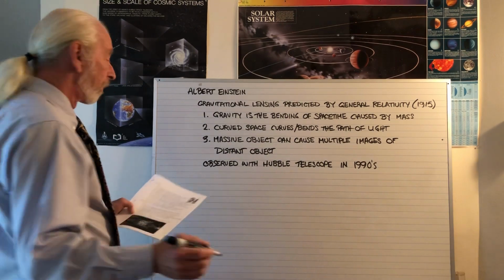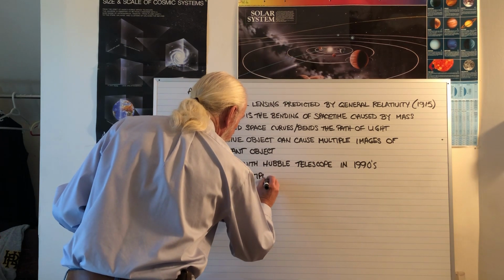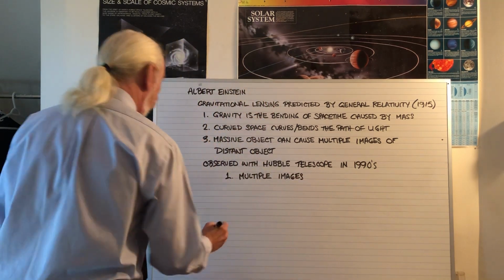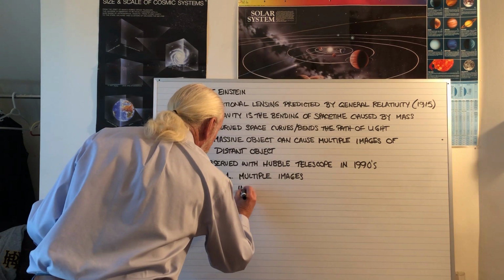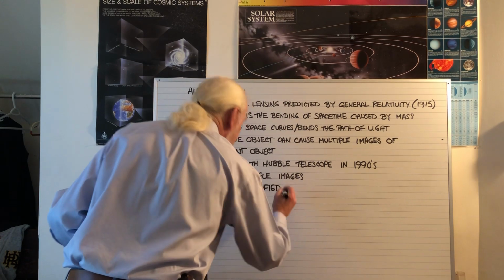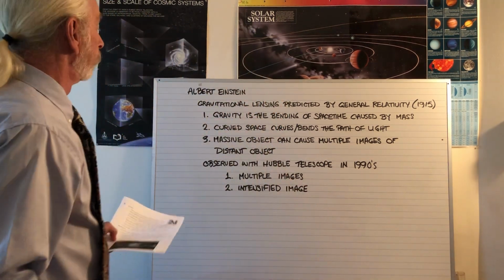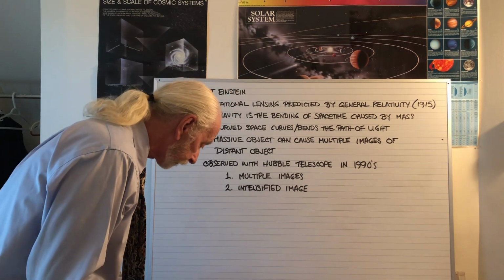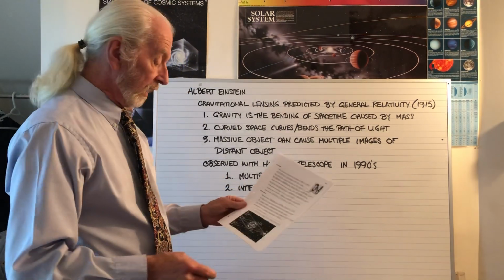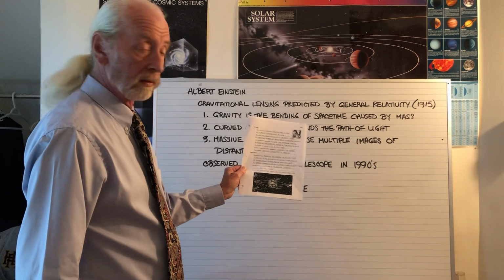And what we observed were, one, multiple images, and intensified images. Okay, a lot to unpack here. Now you see at the bottom of your page there's a little chart that I put there that kind of outlines what we're talking about in terms of how light can be curved given a large quantity of mass or material.